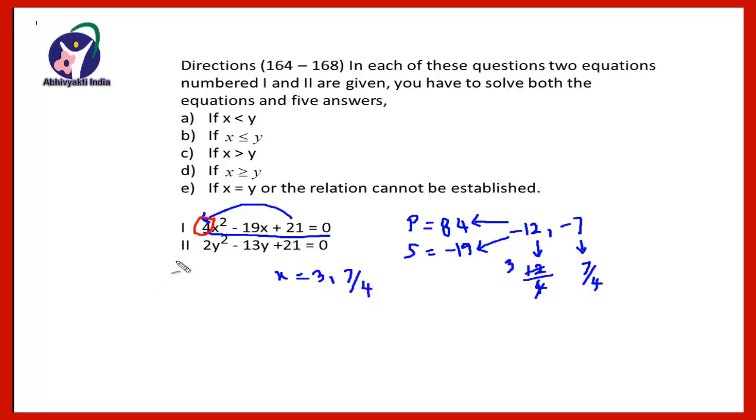Now we will find the value of y. Here we multiply 21 and 2. So we want the product to be 2 ones are 2, 2 twos are 4, that is 42. And the sum should be equal to minus 30.